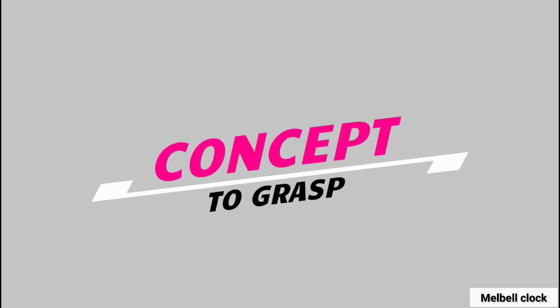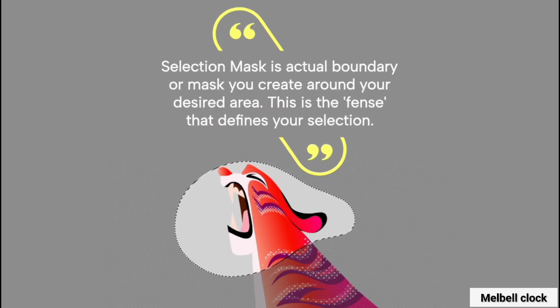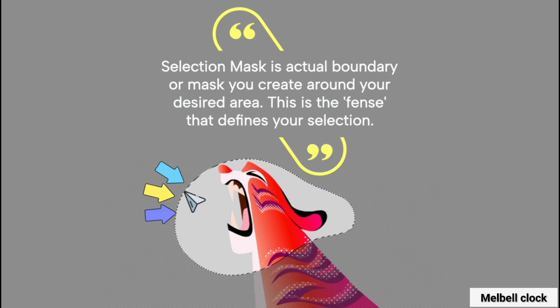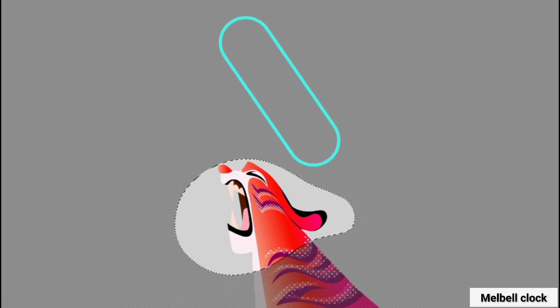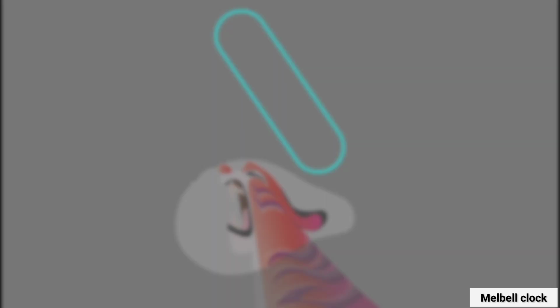Now there is one more important concept to grasp: the difference between selection mask and selection content. Selection mask refers to the actual boundary or mask you create around your desired area. This is the fence that defines your selection. Selection content, on the other hand, refers to the actual pixels or artwork that are enclosed within that boundary. This is the stuff you are actually selecting.